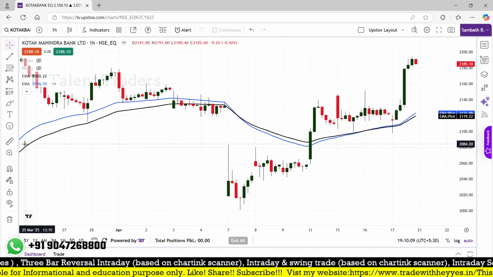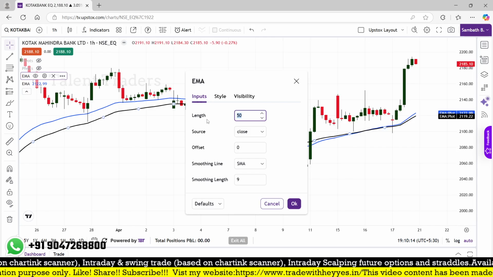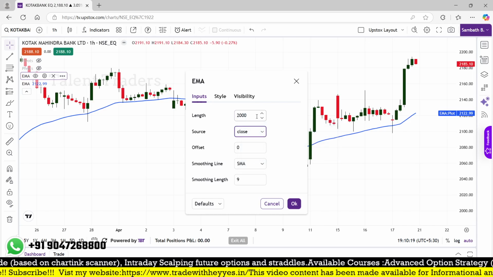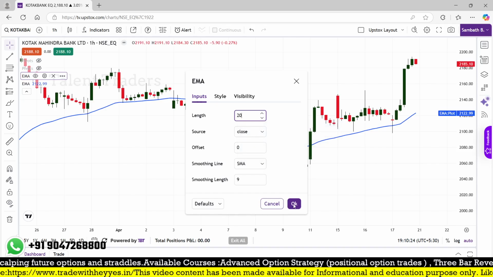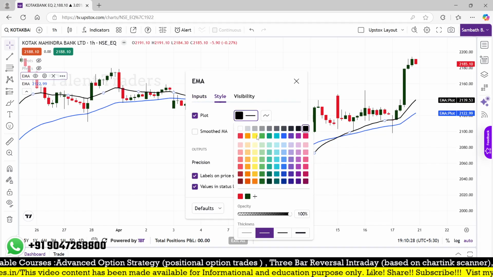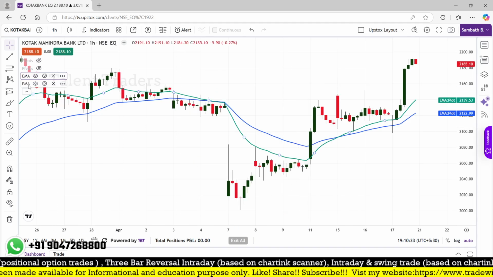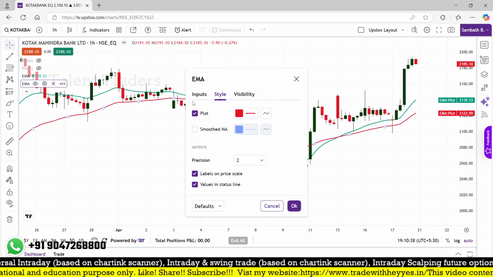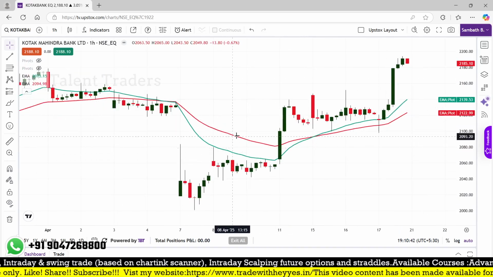First we need to add the 20 and 40 EMA. So let me set this as the 20 EMA, and the color we can give is green. Okay, so another EMA which is 40. So how are we going to find this in a charting scanner? The red color which I mentioned is the 40 EMA. Okay, so these are the two EMAs for the crossover.